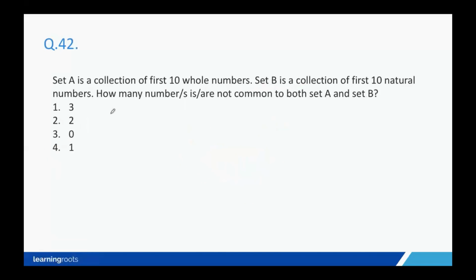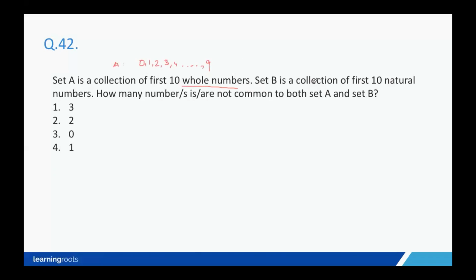Fine. Okay, next one. Set A is a collection of the first 10 whole numbers. What are whole numbers? Whole numbers start from 0, right? So 0, 1, 2, 3, 4. And the first 10 whole numbers, so that's why it will end with 9. So 0 to 9 will be set A.